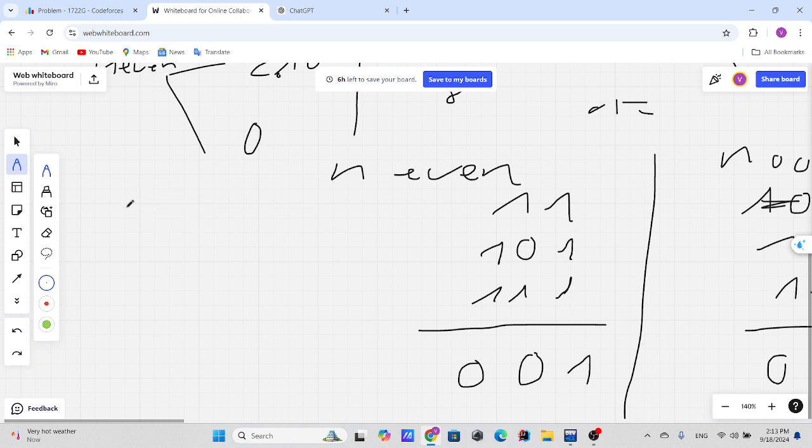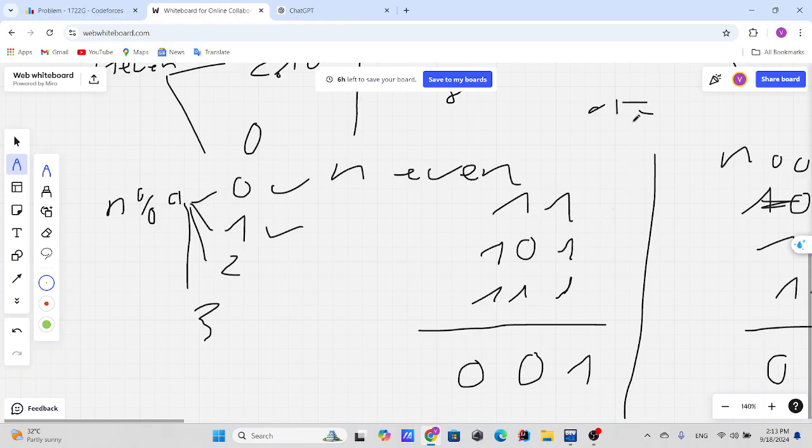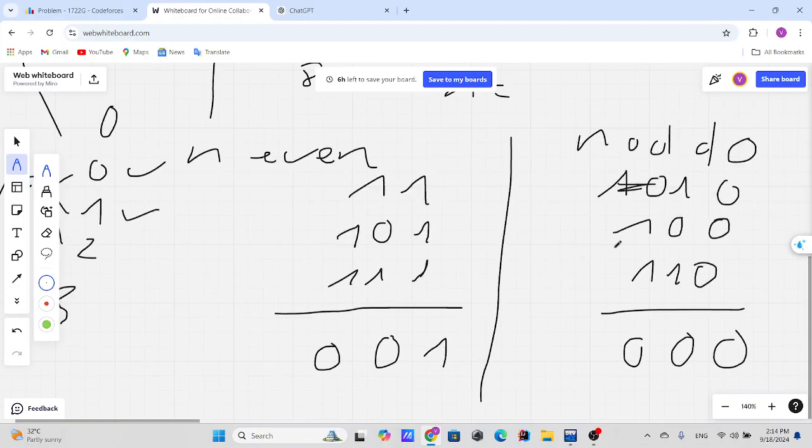Okay, so when we divide n by 4 and check the remainder, there will be four possibilities, right? When it's 0, we will use this method. When it's 1, we'll also use this method, but we will put a 0 in the n array. When it's 2, how do we solve this one? Because there will be an additional one.